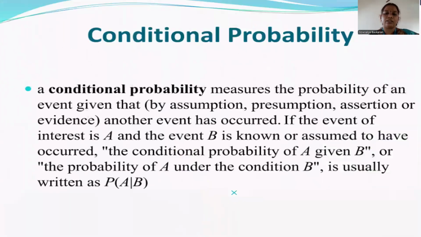Conditional probability. The other one is conditional probability. A conditional probability measures the probability of an event given that another event has occurred. If the event of interest is A and the event B is known or assumed to have occurred, the conditional probability of A given B, or the probability of A under the condition B, is usually written as probability of A given B.